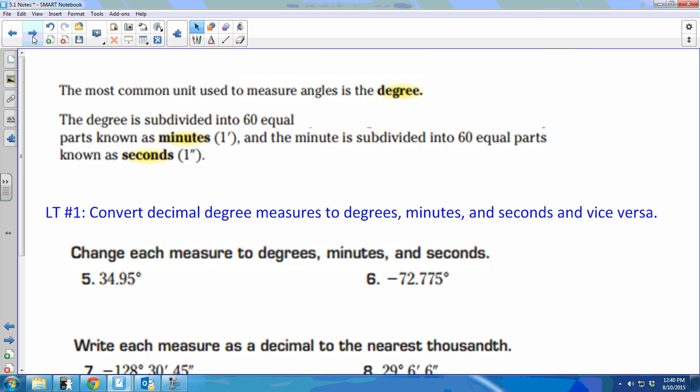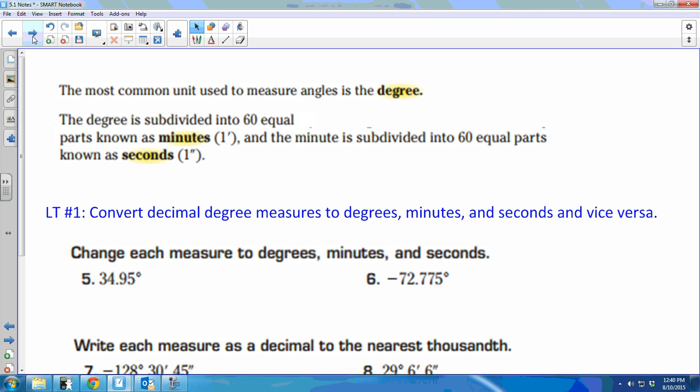Alrighty then. Learning target 1 says to convert decimal degree measures to degrees, minutes, and seconds, and vice versa. Degrees, minutes, and seconds are an outdated way of measuring things that aren't used in very many ways, and I wouldn't even cover it. The problem is, throughout the next few chapters, every once in a while an angle will come up in the book, like probably once or twice a section, and instead of just having a triangle with a 30-degree angle, it'll say it's 30 degrees and 25 minutes. Well, that's not very helpful if you don't know what that means.